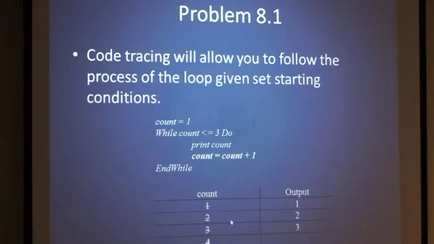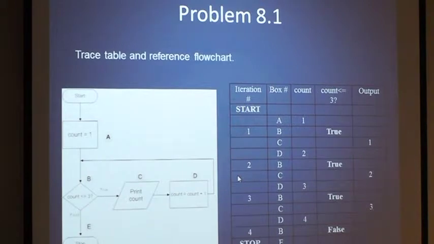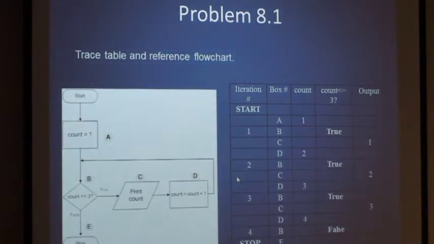Okay. When does the loop stop? When it's a 4, right? When count is 4, this condition is false for the first time, so you'll continue the pseudocode after the end while. Okay? So this is for the trace. This is a far more accurate trace than the previous one.